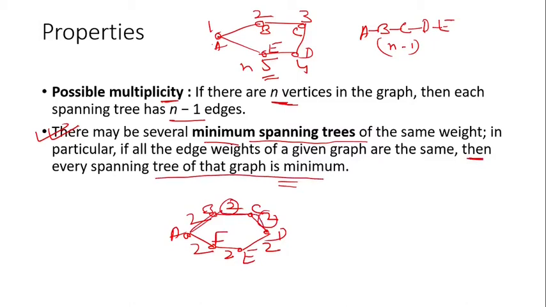So whatever spanning tree you take, all spanning trees will be minimum, but there can be several minimum spanning trees. Somebody may get, let's say, a spanning tree with total weight 20 with some vertices. Some other person may also get 20 with a different set of vertices. So several spanning trees are possible.